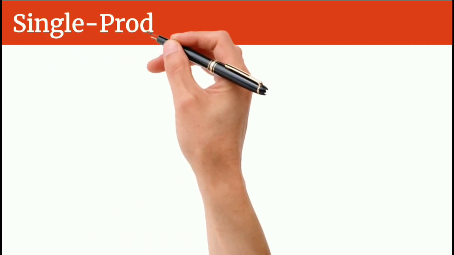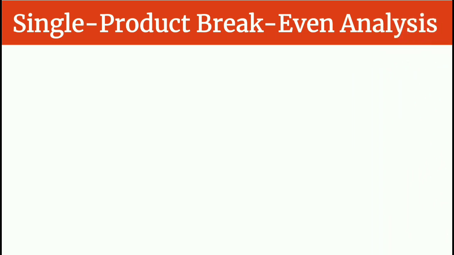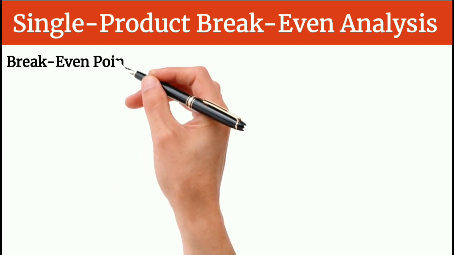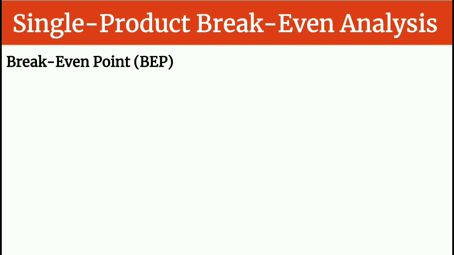In this video, we will focus on single product break-even analysis. This break-even analysis is used when a company produces and sells a single product or one product. That's why single product break-even analysis is also called one product break-even analysis. In single product break-even analysis, what we are going to compute is the break-even point or BEP.